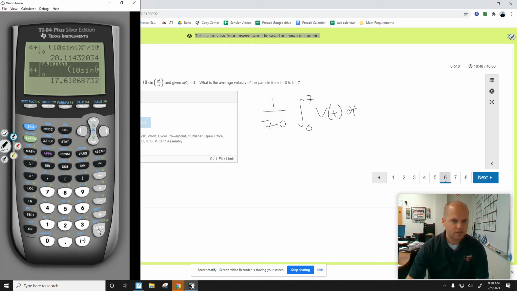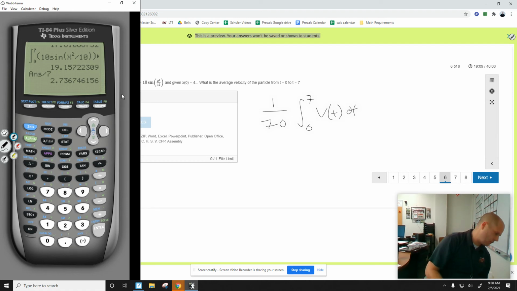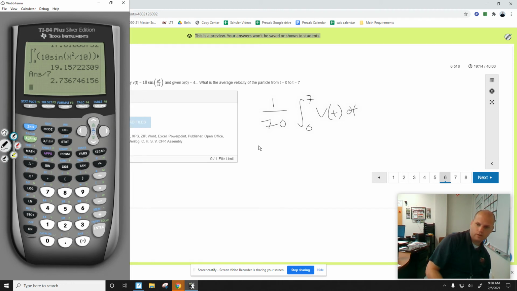I already have this. I might as well just change this from 0 to 7. And then either take this and divide it by 7, or multiply it by 1/7, put a 1/7 in front of it, and you get an average velocity of 2.736 or 737, whatever, meters per second. Just put the number. I don't care about units.